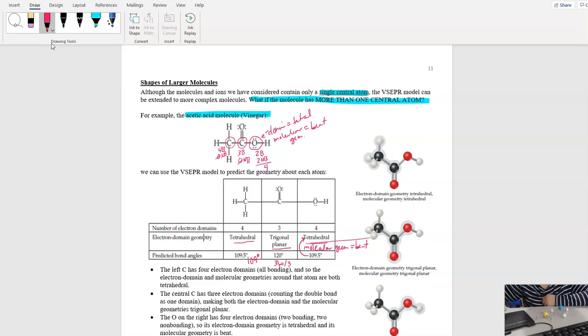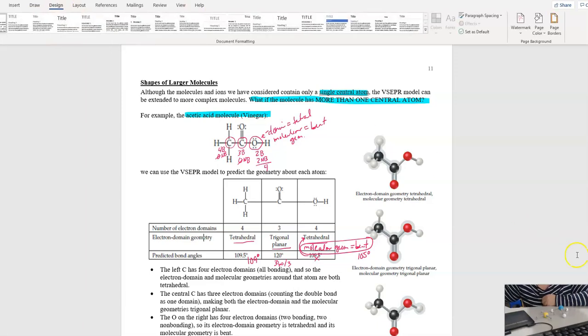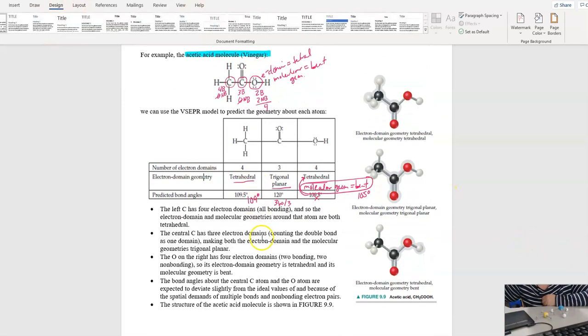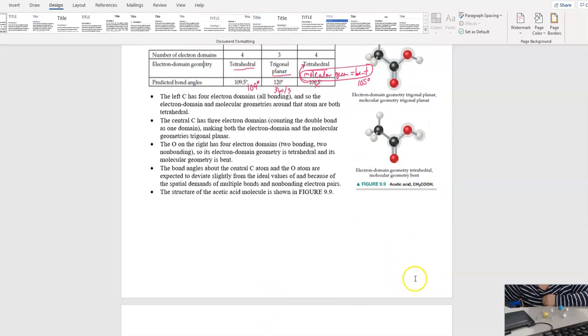However, when you do the shapes, when they have lone pairs, you do not do the electron domain name. You do the true shape name, which means his bond angle would be 105. Okay, so that is how you figure it out if it has more than one central atom. I'm going to let you read through here so you can also see what I did.